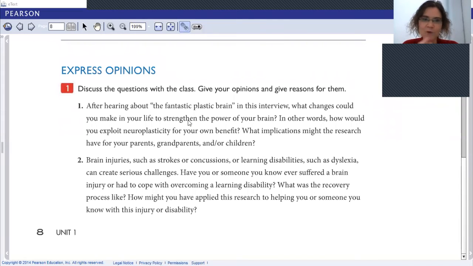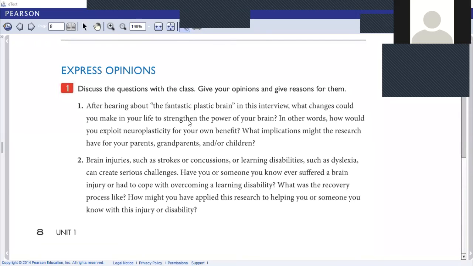In other words, how would you exploit neuroplasticity for your benefit? Or what implications might the research have for your parents, grandparents, or children? Oh, well, you don't have children, siblings or something. Okay, let's start with the first part. Who would like to respond to this? Okay, Sam Ryan. By reading.